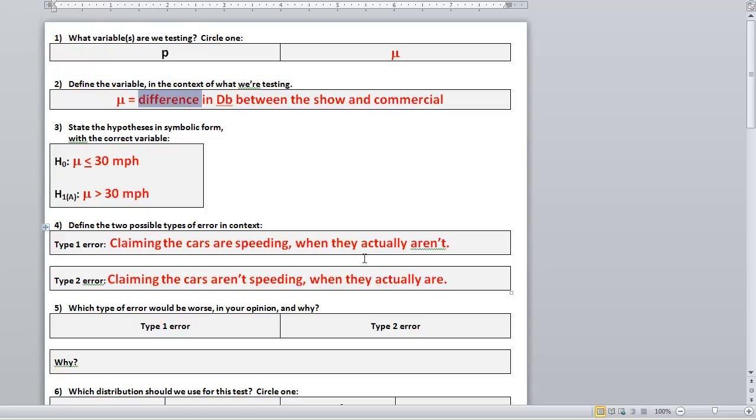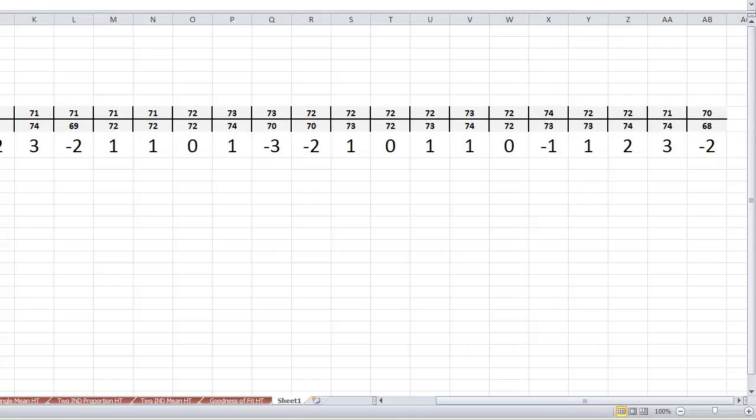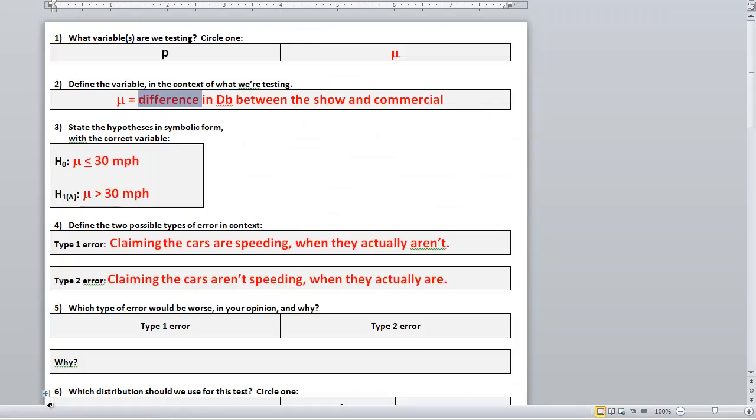If I did the show and the commercial, technically speaking, all of these numbers would be negatives of what they are. That would be -2, -1, -3. So you just have to keep track in your mind what difference you're actually looking at. I'm actually doing commercial minus show, but I'm going to write it as show and commercial because conversationally I think that makes more sense.